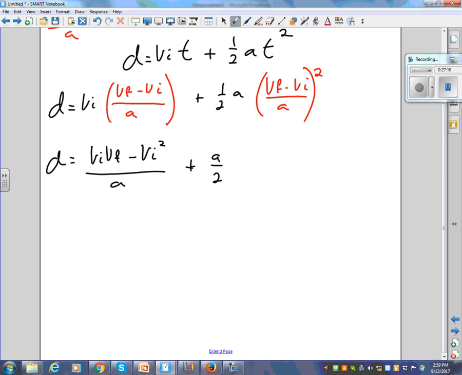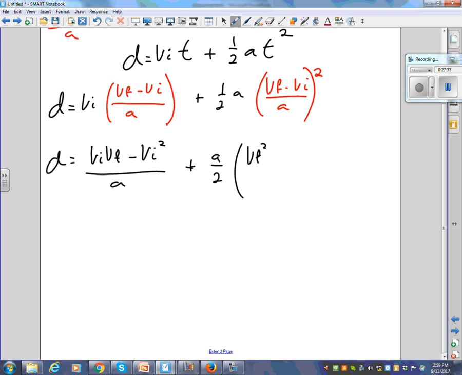Okay. But now we're going to do it with VF minus VI squared. So that's going to be, I'll leave it in brackets for you. So the VF is going to be VF squared.